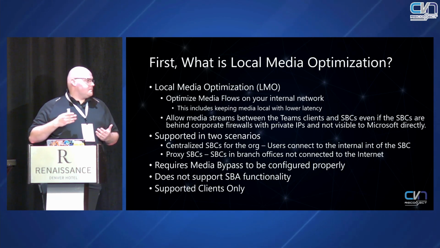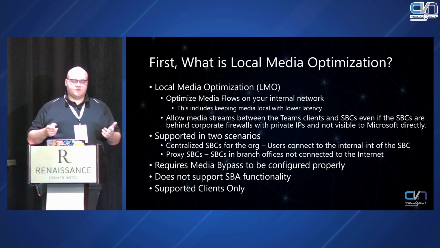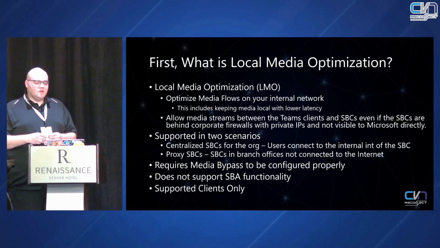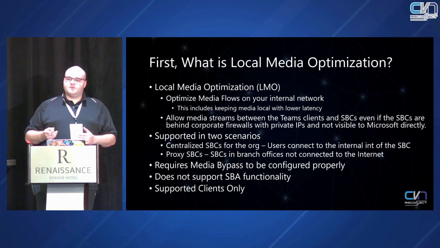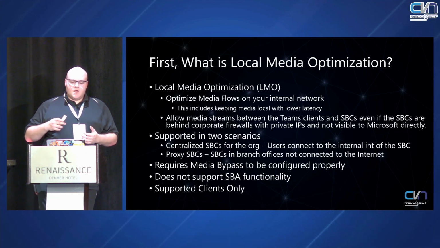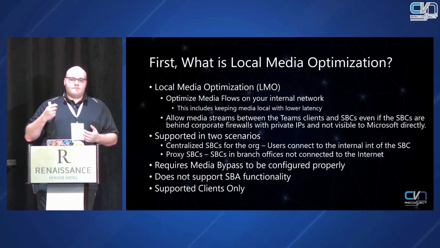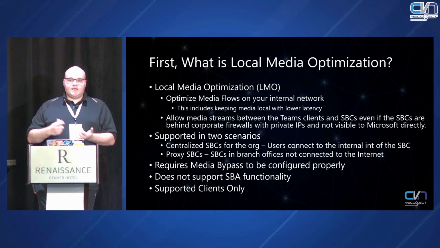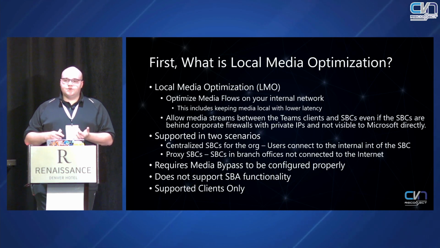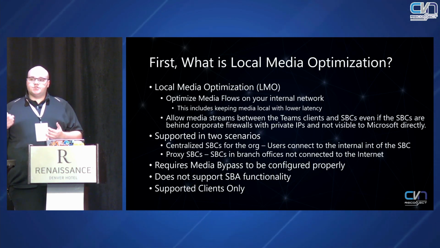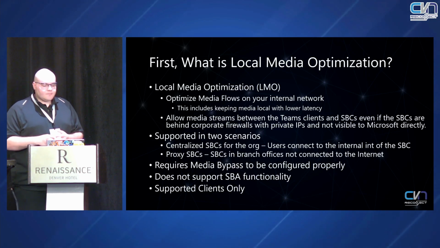Also, it's kind of supported in two different scenarios, and those two scenarios we're going to talk about are the centralized SBCs in the organization, and then also if you have proxy SBCs. So the proxy SBCs are kind of SBCs that are in a branch location that aren't directly connected to the internet, that may be able to be reached on your internal ELAN, MPLS, SD-WAN solution, but not exposed directly to the internet. And maybe you have like a PRI at that location you want to access via Teams.